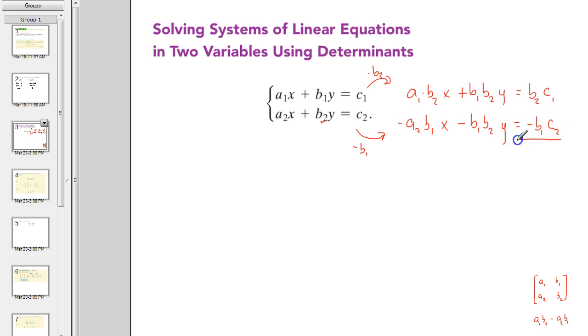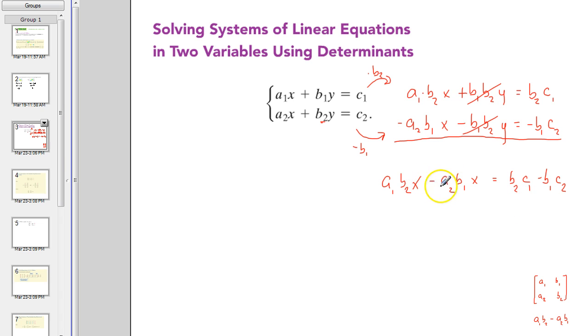Alright, now when I add these two equations together, what's going to happen? There's that sign change. B1, B2Y, negative B1, B2Y. So they're all gone. Here I have an A1, B2X plus, or minus, because it's a negative, A2, B1X. And then that equals, since there's nothing here for the y's, that equals these two. So B2, C1 minus B1, C2.